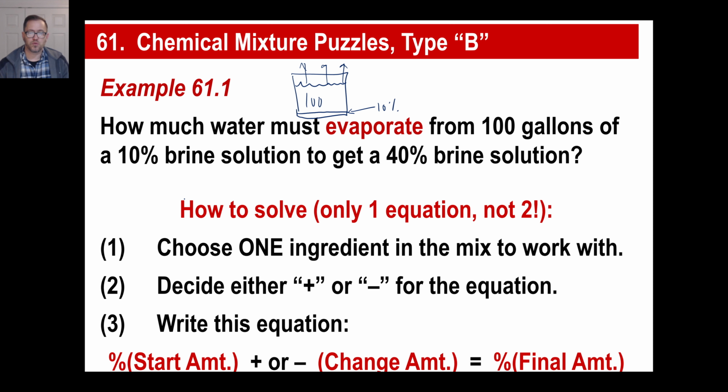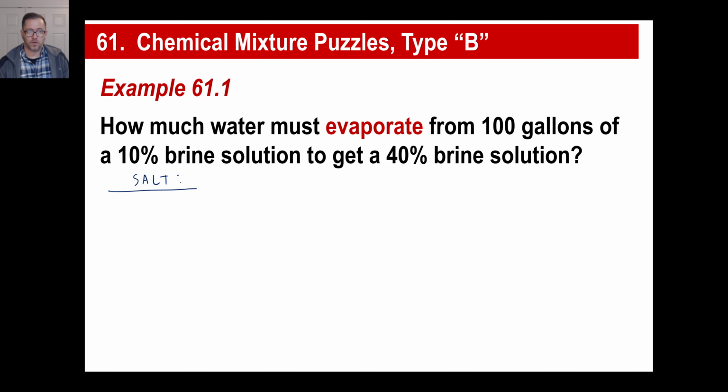All right, choose one ingredient to work with. Decide either plus or minus. Write this equation. Let's look at step 3, the percent of the start amount. Well, we're working with brine, so let's start with that. That's 10% brine or salt, so we'll just write 0.1. And then how much do we have? 100 gallons. We'll write that. Okay, that's the way we start.